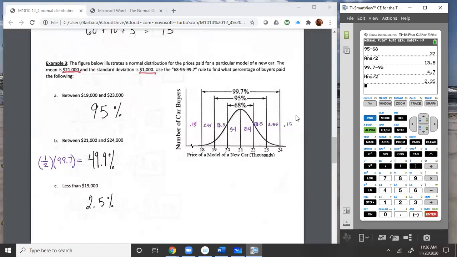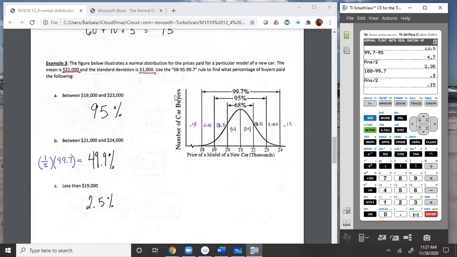To find out what's in the tails, you subtract 99.7 from 100. 0.3% goes in the tails. Divide it by 2, and 0.15% goes in the left tail, 0.15% goes in the right. So you should have 100% total when you add all these numbers up.